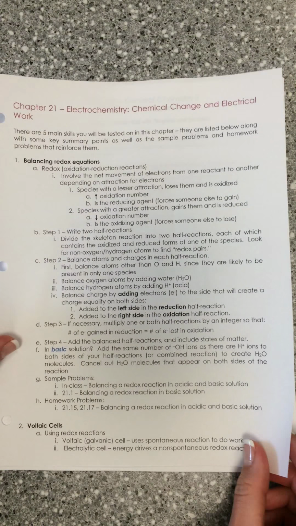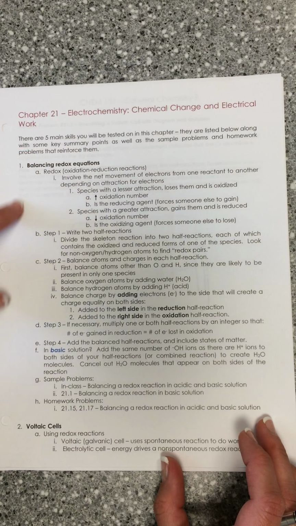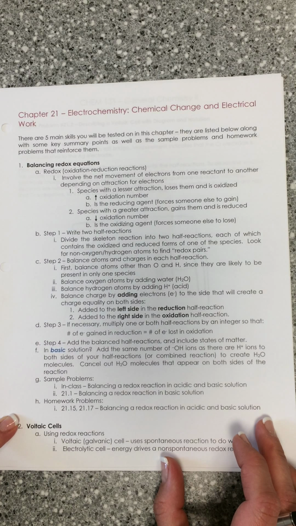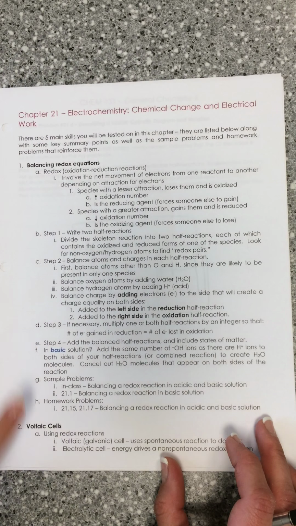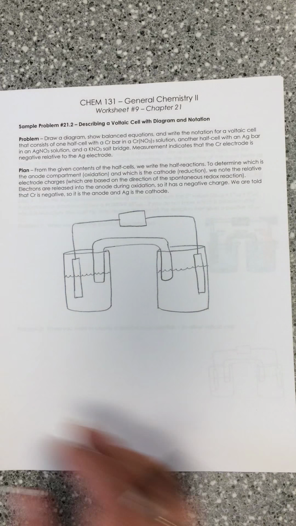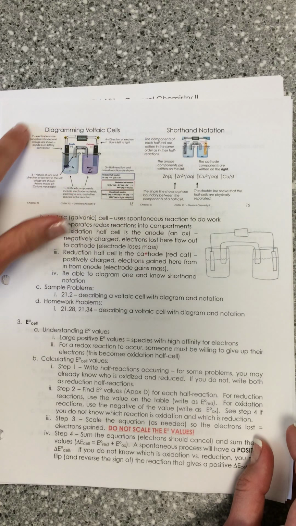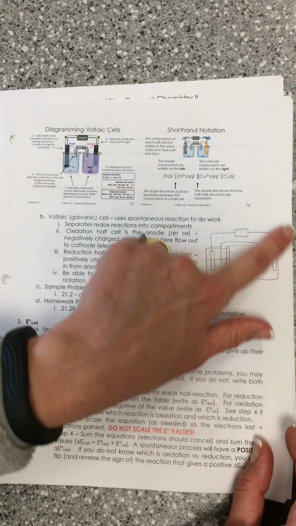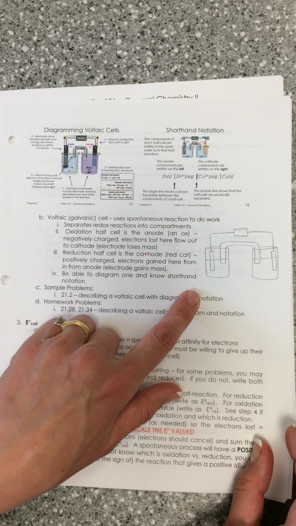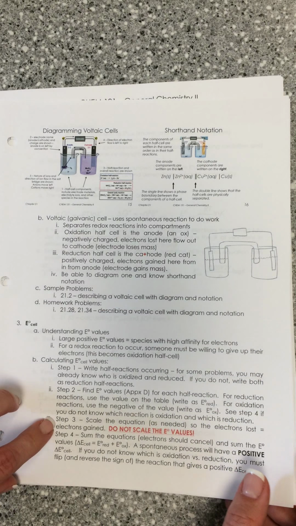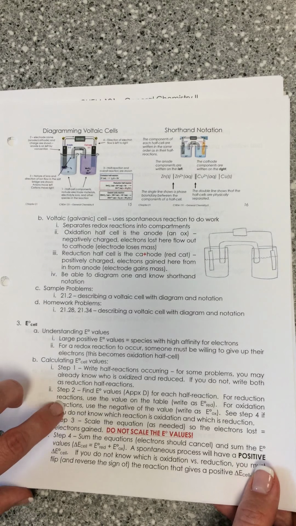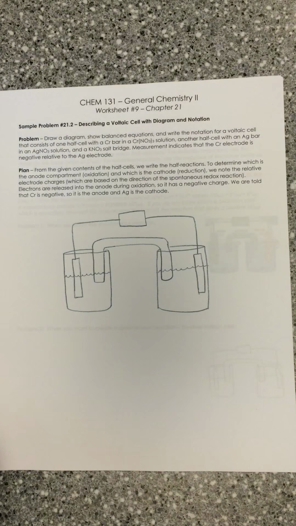So our first sample problem went through the first basic skill that we need for electrochemistry, which is understanding how to balance redox reactions. Our second problem begins working through voltaic cells, in particular thinking about how to diagram them. Again, looking at a blank voltaic cell like this, we should be able to take the information that's provided and fill in what things go in which compartments.